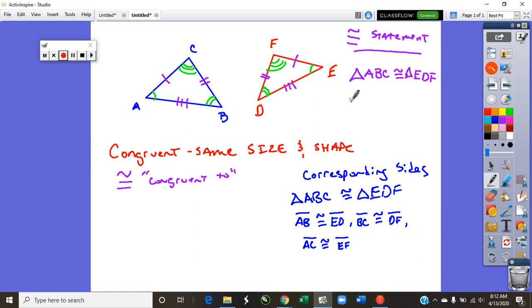So this is going to be the answer for one question. Almost, we're not done yet. You're going to come up with number 1, the congruent statement, number 2, the corresponding sides, and the last thing, and this one's easy, is the corresponding angles.